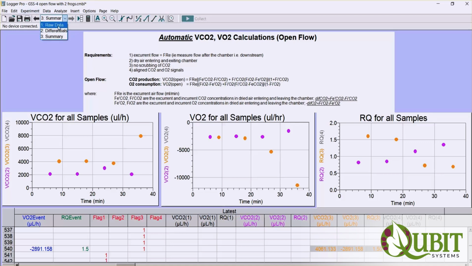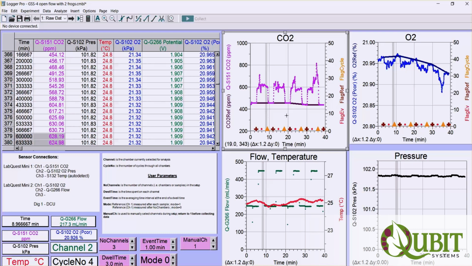Once you've obtained some of this initial data from a trial run, you can determine the best dwell time, the best flow rates, and the best event time for your experiment. You would save that file, then clear this trial data, and use that as a template to run your actual experiment for the period of time that you need.